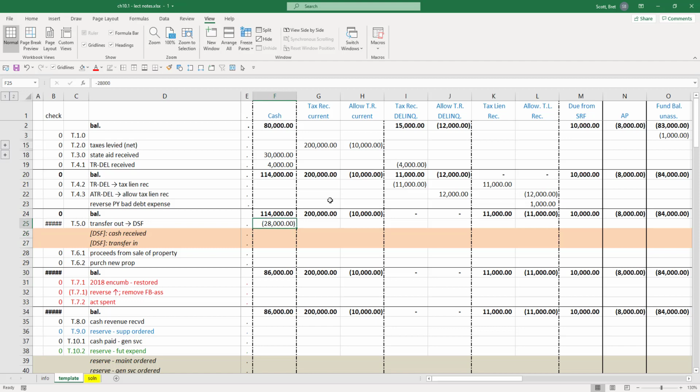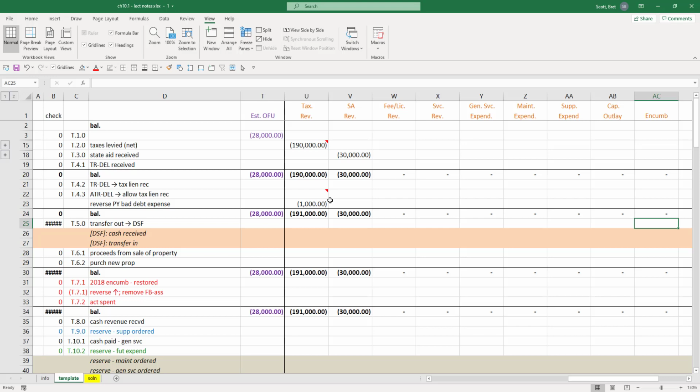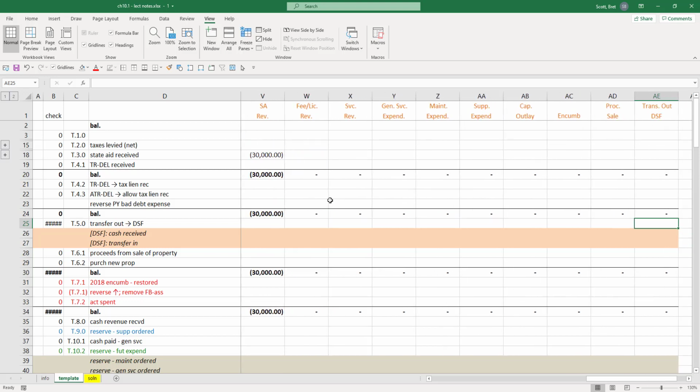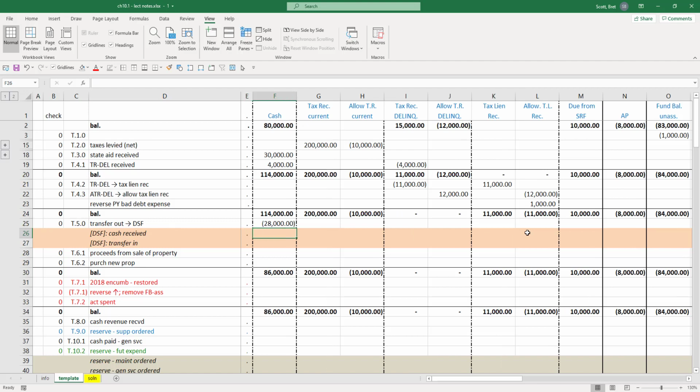And we're going to put that to where? The debt service fund. But it's essentially going to be treated like an expenditure or an expense. So there's the $28 million right there. Now I put some notes in orange down here because we're only looking right now at one particular fund. But imagine what the accountants at the debt service fund would actually do on their side. They would show cash received of $28 million, and they would show a transfer in of $28 million on their books as well.